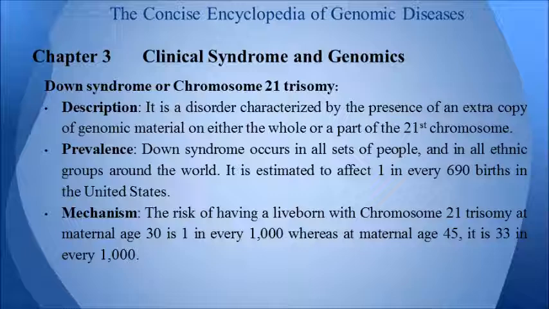The incidence of Down syndrome has been rising in the last decades, and this condition is statistically more common in children born to older parents. It is estimated to affect 1 in every 690 births in the United States. Advanced maternal age is widely recognized as increasing the risk for chromosome 21 trisomy. For instance, the risk of having a live born with chromosome 21 trisomy at maternal age 30 is 1 in every 1,000, whereas at maternal age 45 it is 33 in every 1,000. Down syndrome occurs in all sets of people and all ethnic groups around the world.